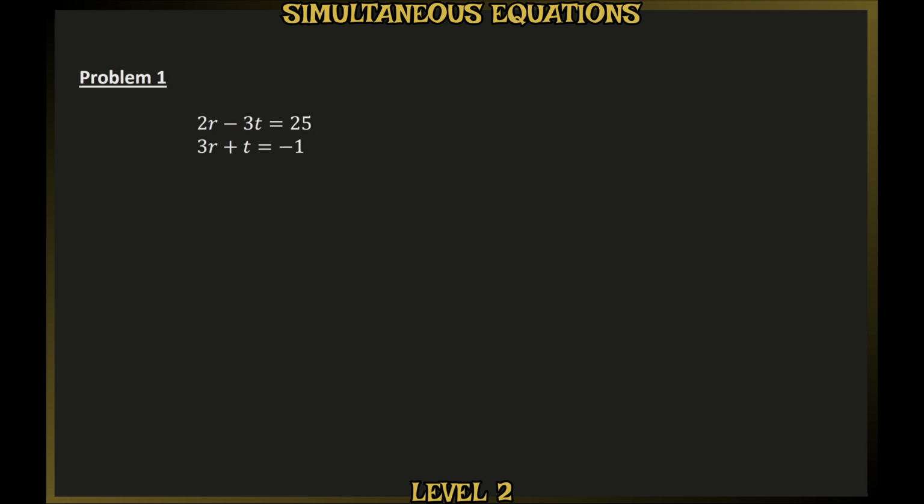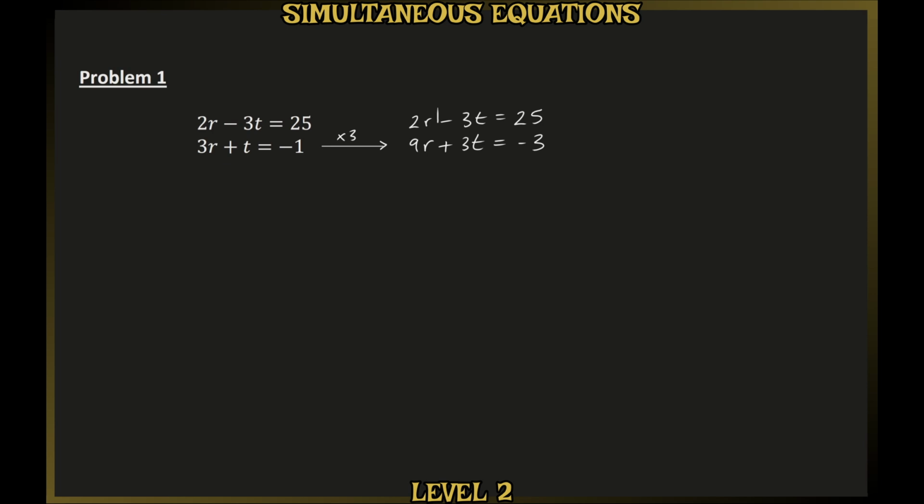Looking at the second equation, if we multiply the second equation by 3, we can make both t's have a 3 in front of them. So that's what we're going to do. Multiplying that second equation by 3 gives 3r times 3, which is 9r, plus 3 times t, which is 3t, is equal to minus 1 times 3, which is minus 3. And the equation at the top, we can just stay the same. So 2r minus 3t is equal to 25.